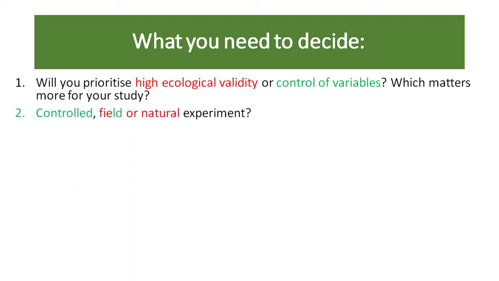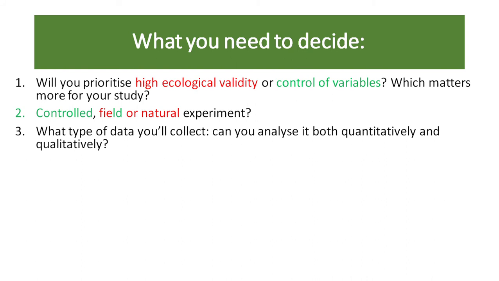Now, if you choose that controlling the variables is going to be more important, then you're probably going to need to use a controlled experiment or a field experiment. If you decide that high ecological validity is more important, then you're going to be needing field or natural. As I said before, be very cautious with natural. It's very hard in this current situation anyway, but I feel like field is a safe option because you can still control it in some way.